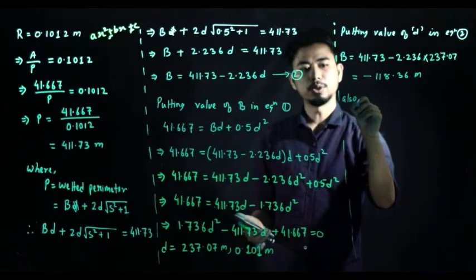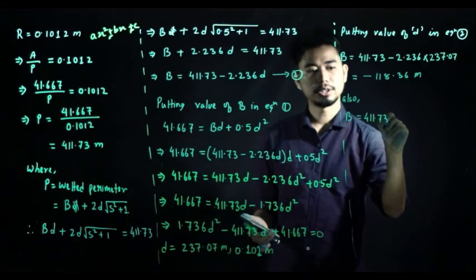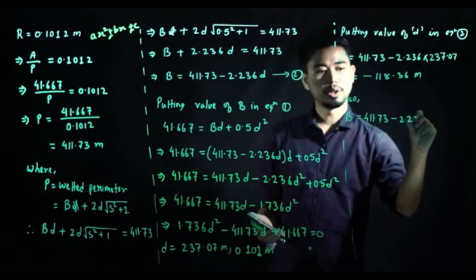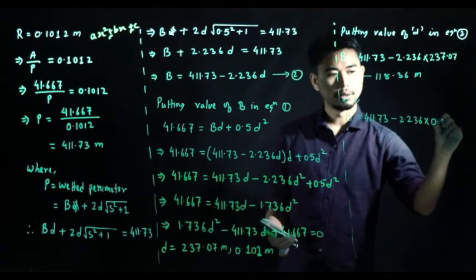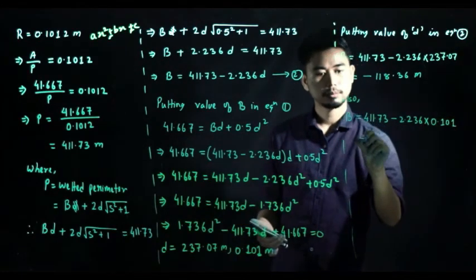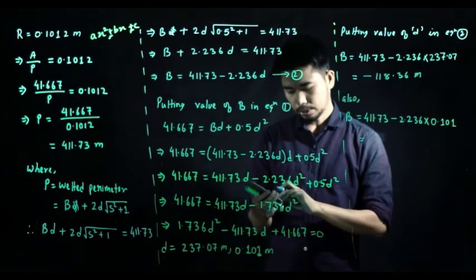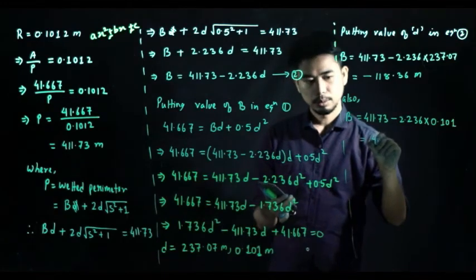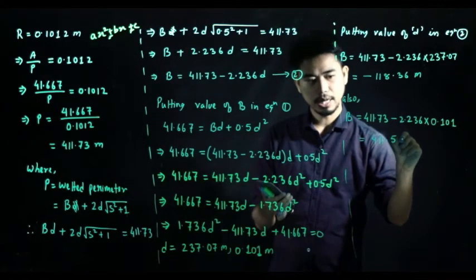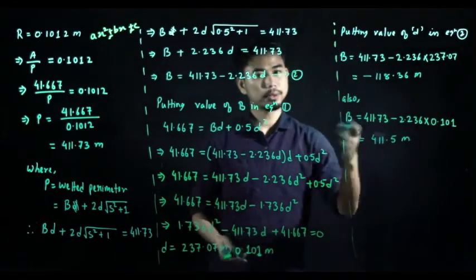Also, if you put the second value, the B will be how much? 411.73 minus 2.236 multiplied with 0.101. So let's see what you get upon doing this. This will give us 411.5 meter. So now you can see that we have got one negative and one positive.